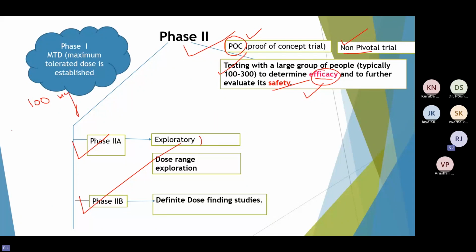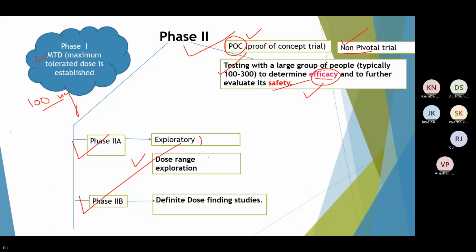Then what we do? We give drug 10 to 100, and we try to see whether that dose is having any effect. For example, if we are testing the anti-tumor drug, then we will give that subject 10 mg, 20 mg, 30 mg, up to 100 mg. We cannot give more than 100 mg because in phase 1 we have determined this. After MTD, the drug will be very toxic. That's why it is a maximum tolerated dose, right? So in dose range exploration, what do we give? 10, 20, 30, 40, up to 100, and we try to see the effect.